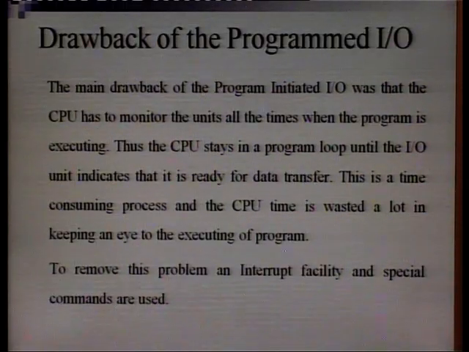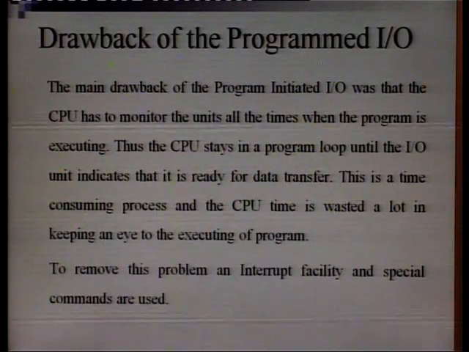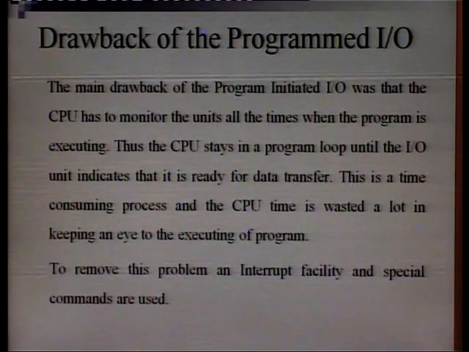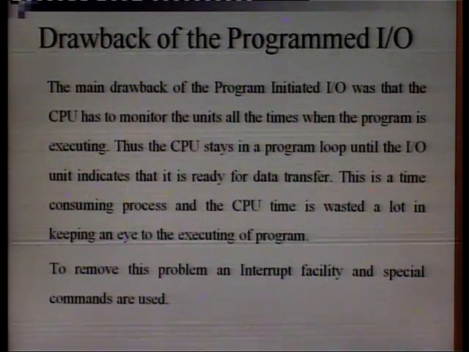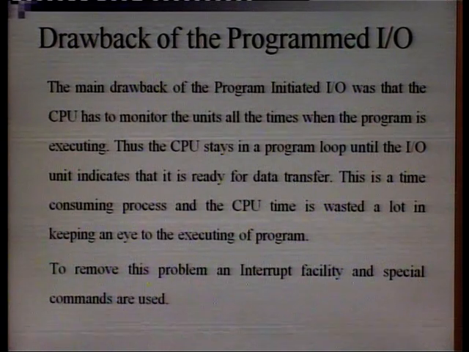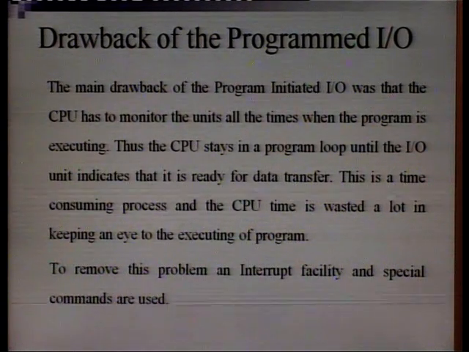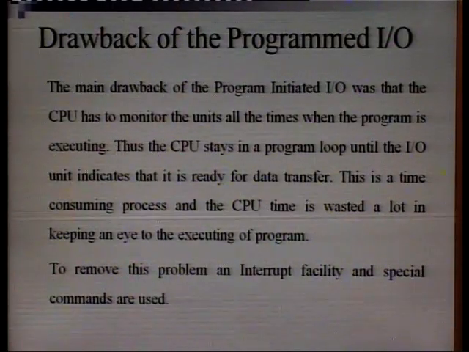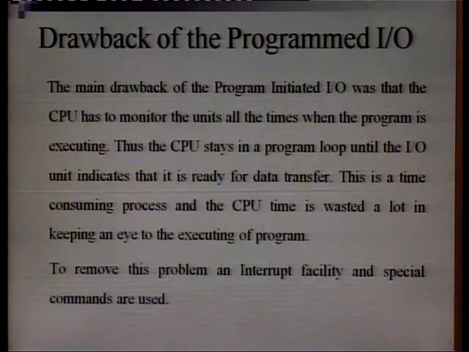The main drawback of programmed input output is that the CPU has to monitor the units all the time while the program is executing. So the CPU stays in the loop until the input output unit indicates that it is ready for data transfer. This is a time consuming process, and the CPU wastes a lot of time keeping an eye on it. To remove this problem, we use the second method, the interrupt initiated method.